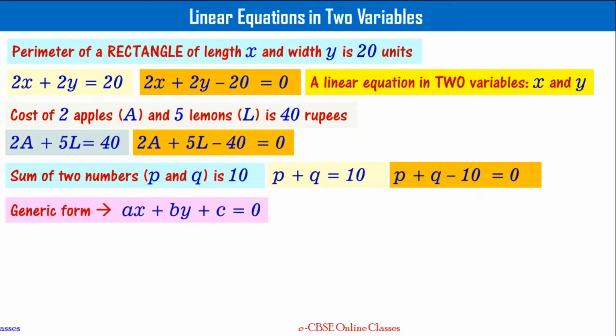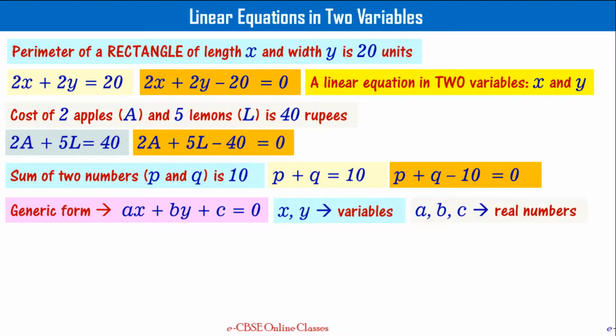Now based on this, we can write a generic form for a linear equation in two variables as ax plus by plus c equal to 0, or one can write it as ax plus by equal to c also. But one can choose to write the form they want. Let's stick to this notation, ax plus by plus c equal to 0, where x and y are the variables and a, b and c are real numbers. Please take a note of that.